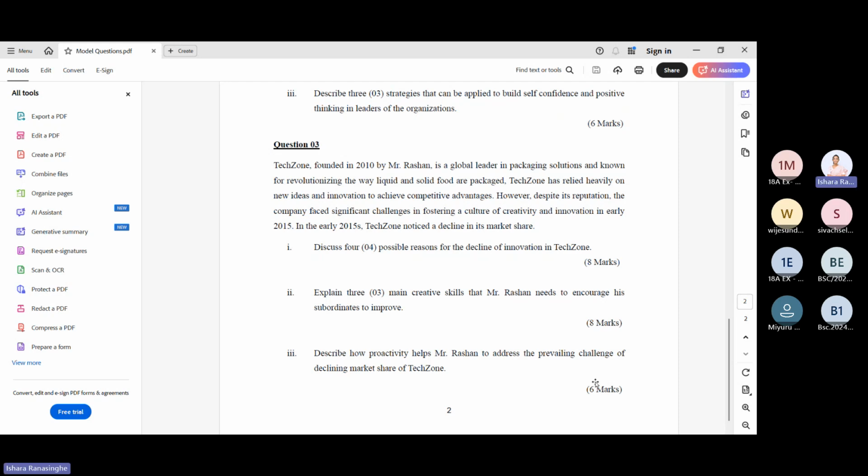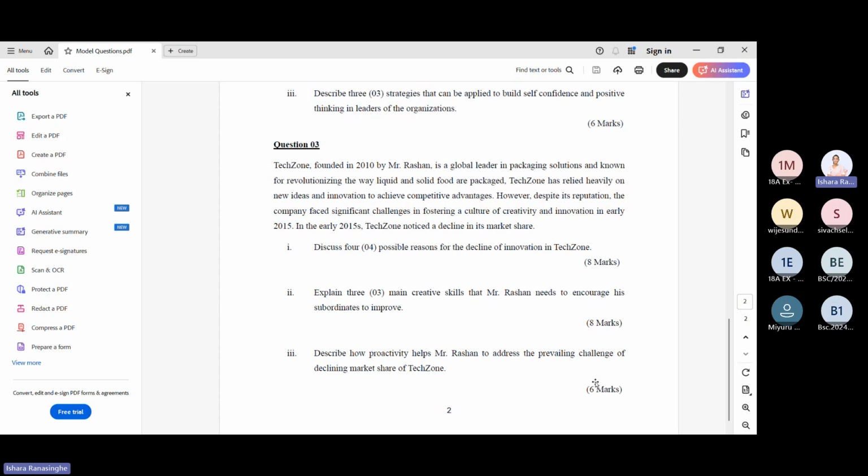One reason can be Texon's culture or the climate is not supportive or not extending sufficient support to encourage creativity and innovation, right? Another point that you can write down, the resources and the skills existing in Texon are not adequate, right? And the structure and the systems, if the structures and the systems are so strict, then it also can be a reason towards this decline of innovation.